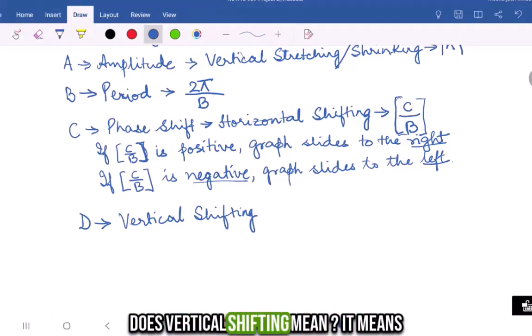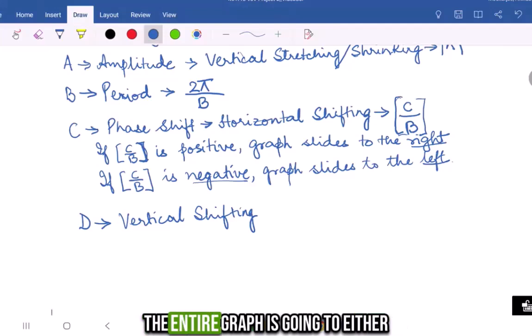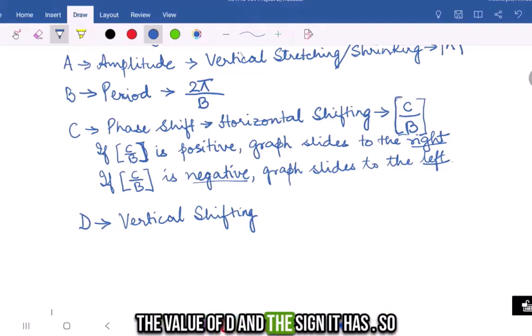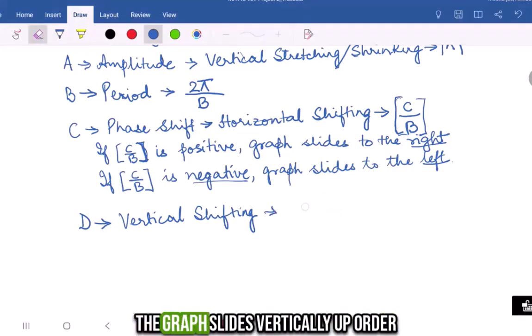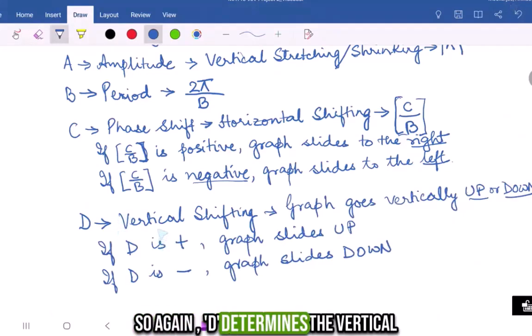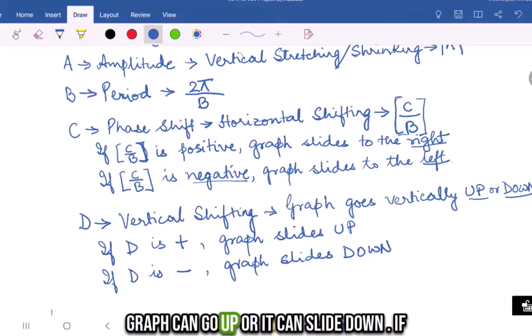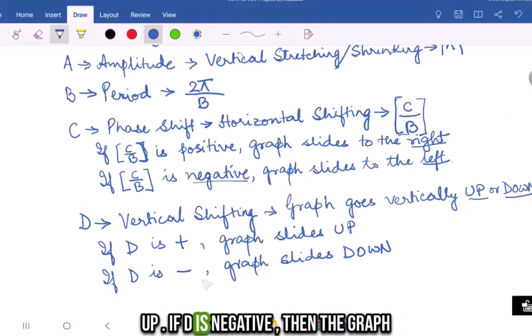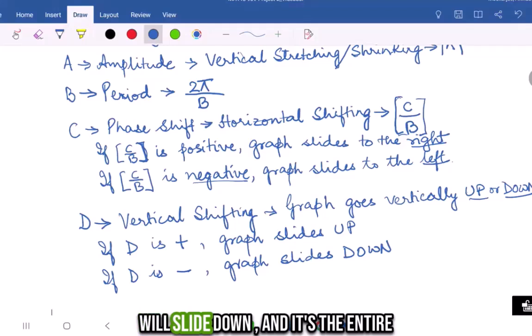So what does vertical shifting mean? It means the entire graph is going to either move up or move down depending on the value of D and the sign it has. So the graph slides vertically up or down. Again, D determines the vertical shifting of the graph. The entire graph can go up or it can slide down. If D is positive, then the graph will slide up. If D is negative, then the graph will slide down. And it's the entire graph.